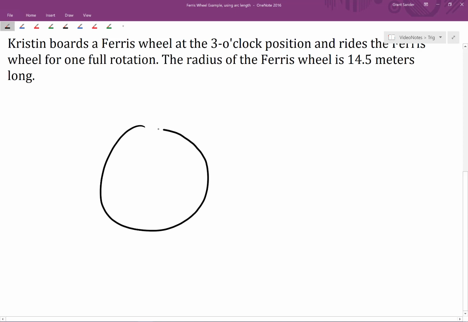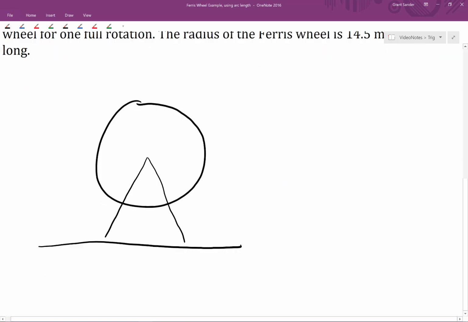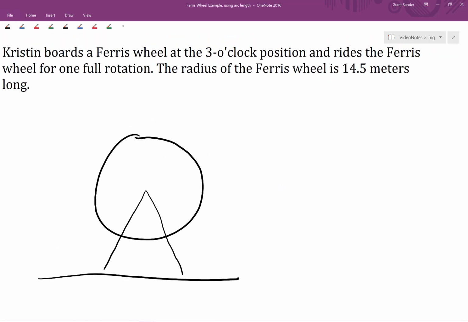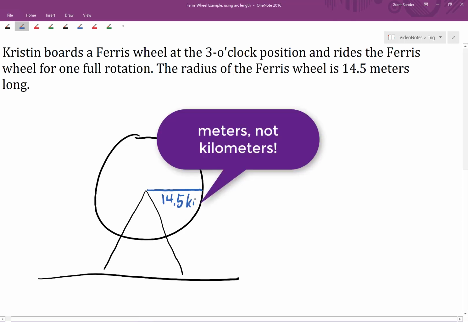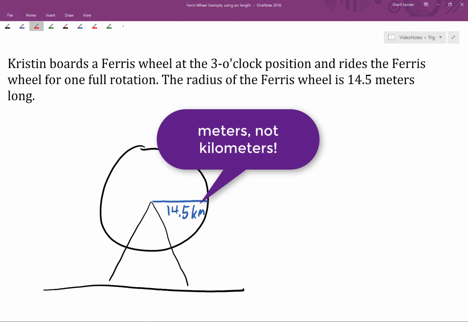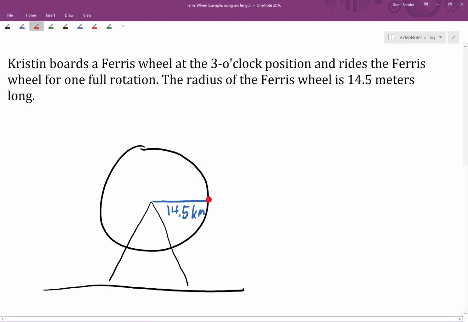So we have our Ferris wheel here, the legs of the Ferris wheel, here's the ground, and we know that the radius of this Ferris wheel is 14.5 meters long. And so Kristen boards the Ferris wheel at the 3 o'clock position and then starts rotating counterclockwise. And we're going to draw kind of like a snapshot of this. You should imagine her rotating around this Ferris wheel, but I can only draw a snapshot of this. So when we draw a picture, you kind of just draw a freeze frame of it.